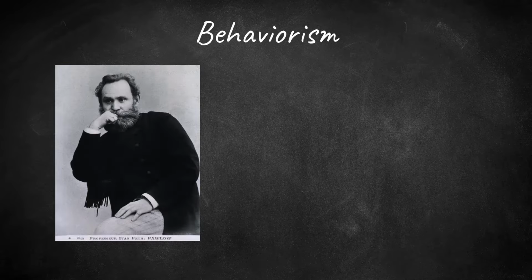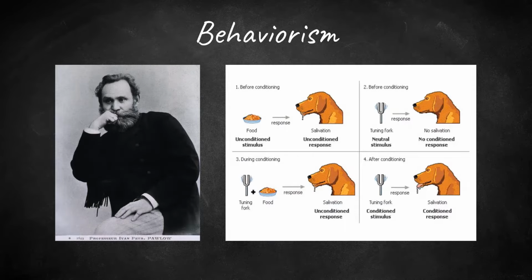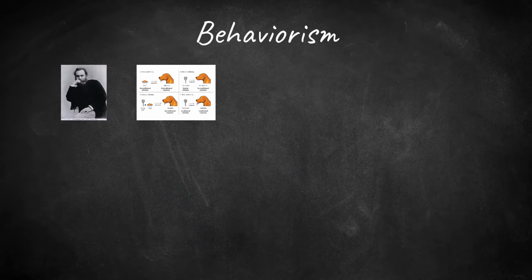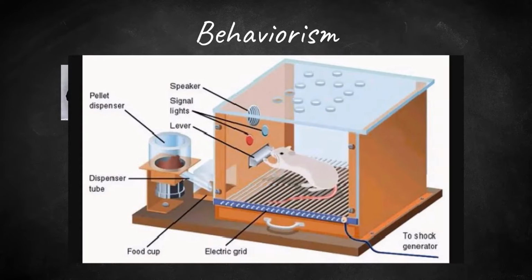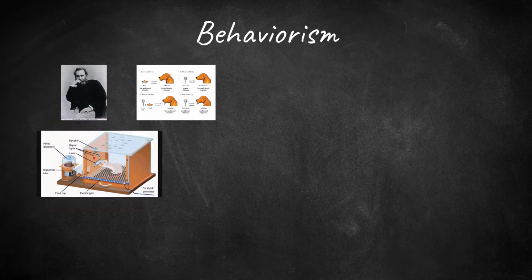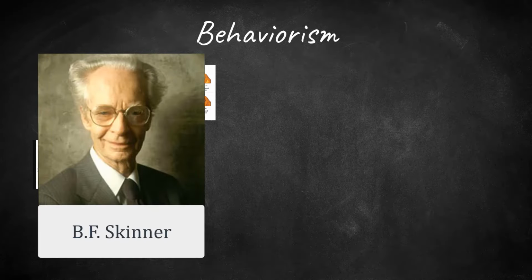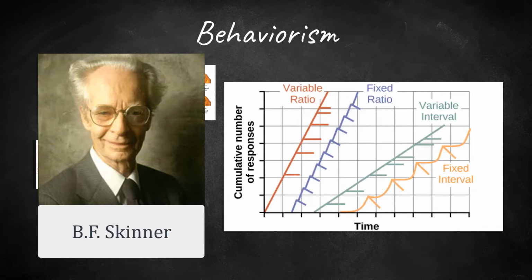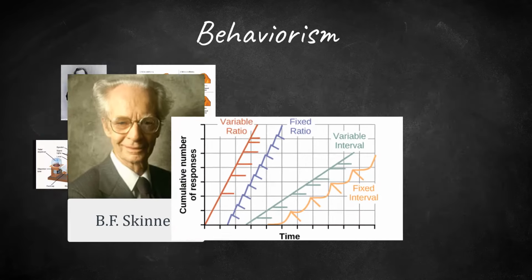Ivan Pavlov demonstrated how the repeated pairing of a neutral stimulus with an unconditioned stimulus, which causes an unconditioned response, could cause the previously neutral stimulus to become a conditioned stimulus, which then evokes a conditioned response. Operant conditioning investigated how positive and negative reinforcements or punishments become associated with behavior, and B.F. Skinner investigated how varying schedules of these consequences play a role in shaping our behavior over time.